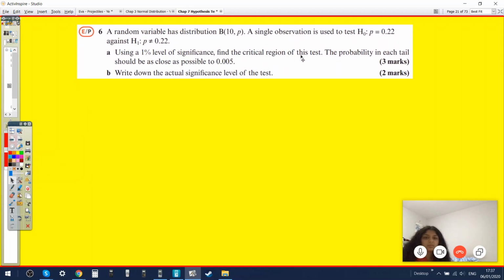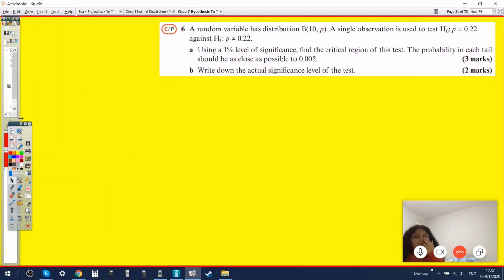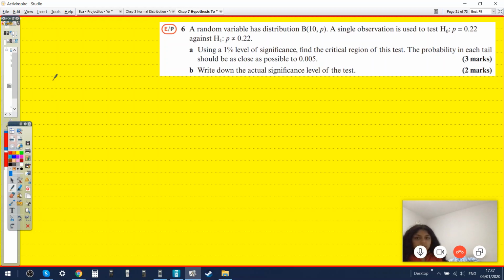Let's see. Find the critical region. So this one is as close as possible. So it seems like they're just inconsistent with naming it. What I'll have to do is look up the actual past papers and see what they came up with and what the examiner report said. Also, how do you know when you're meant to reject the null hypothesis and when you're meant to accept it?